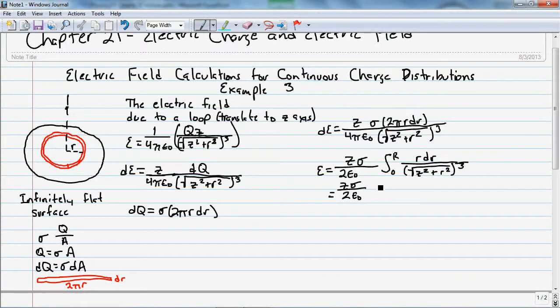And you can look this up in the integral tables. And this will be equal to, my notes here, minus 1 over the square root of z squared plus r squared. The limits are going to be from r to 0.